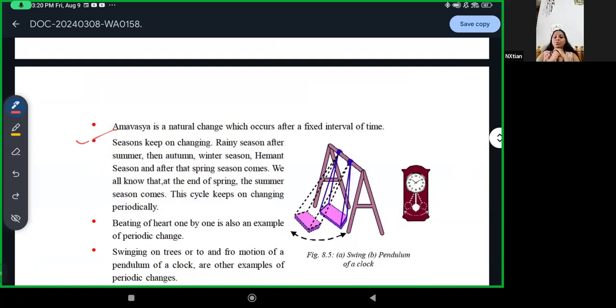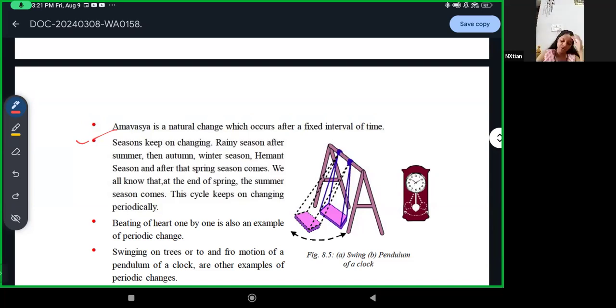We know that May, June, and half of July are summer seasons. Then after that, from the end of July to August and the beginning of September, we have rainy season. Then we have spring, and after that, from November end till January to February first week, I think we have winter season. So that is how seasons take place after a particular period of time.